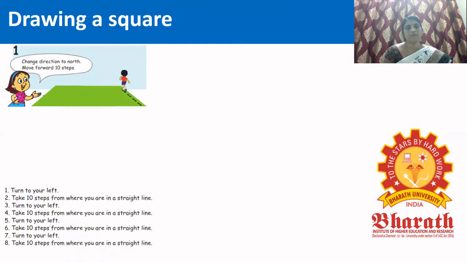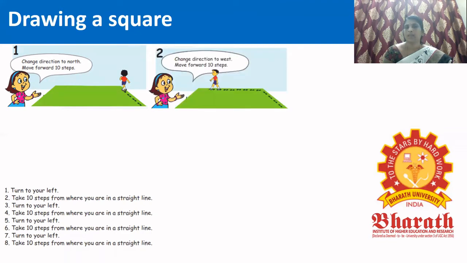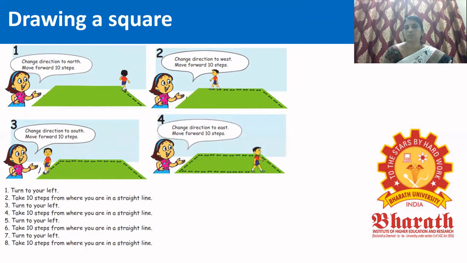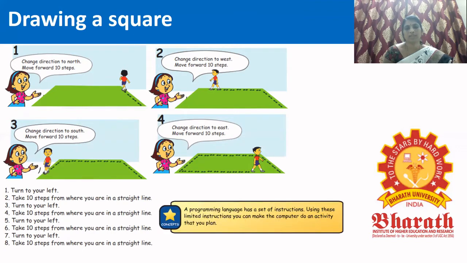First, turn to your left, then move 10 steps from where you are in a straight line. The steps are: change direction to north, move 10 steps, then to west, then to south, and then to east. This is the diagrammatic representation of walking in a square. A programming language has a set of instructions, and it uses these instructions to make the computer do a particular task.